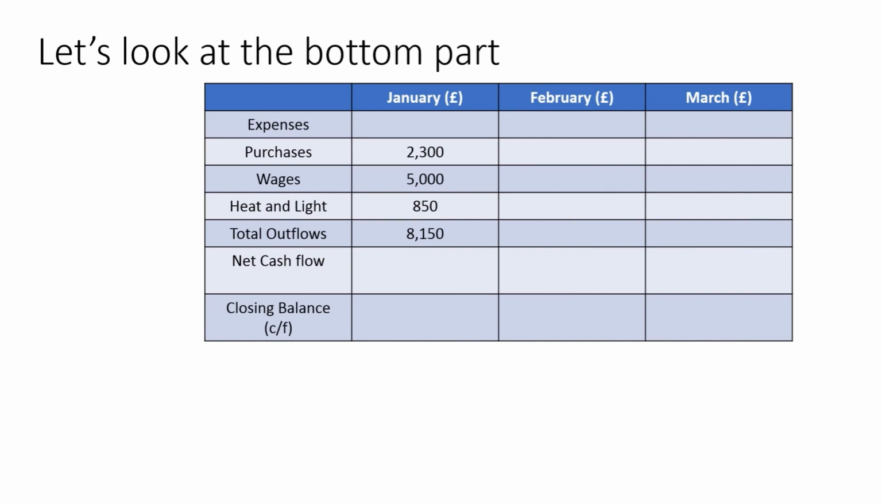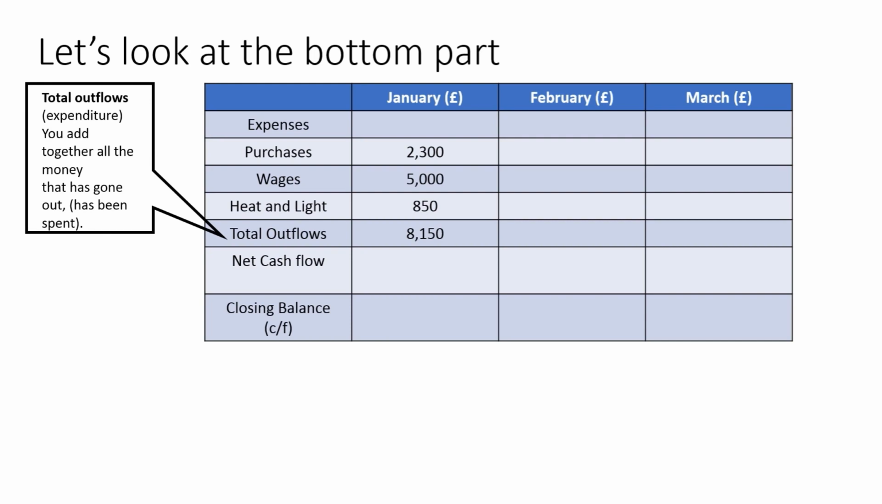So let's now look at the bottom part of the cash flow forecast. You'll notice you have a line there called expenses. You don't have anything in that line. That is simply a title introducing that you're now going to be talking about your expenditure, so your expenses. You'll have your total outflow, so the expenditure. You add together all the money that has gone out, so what you've spent.